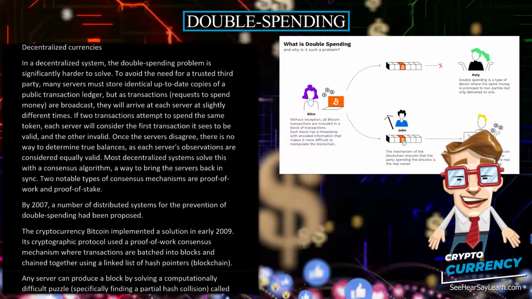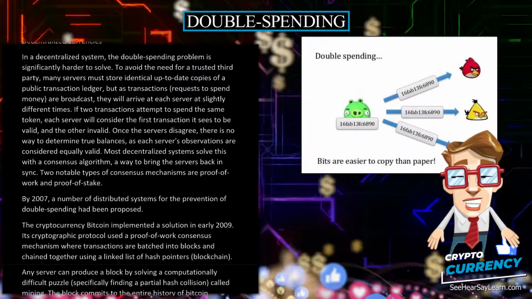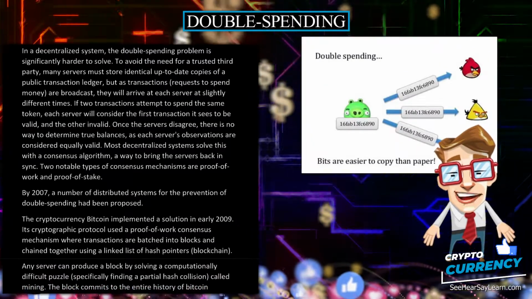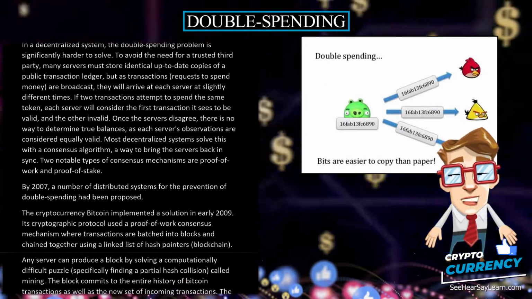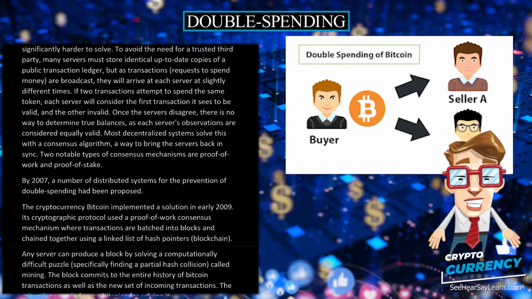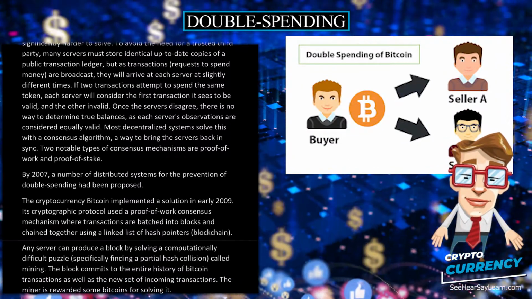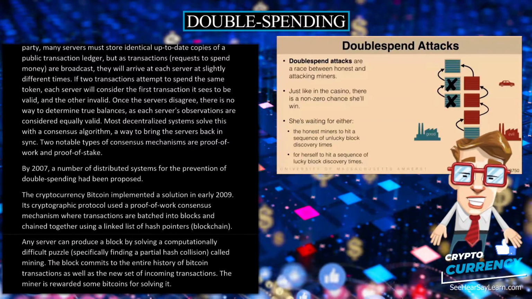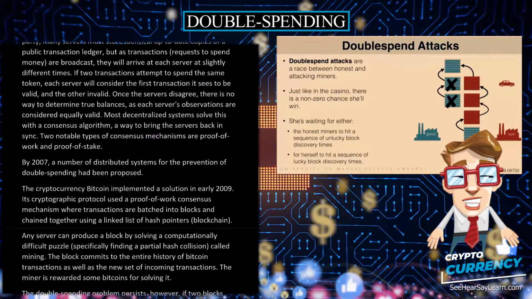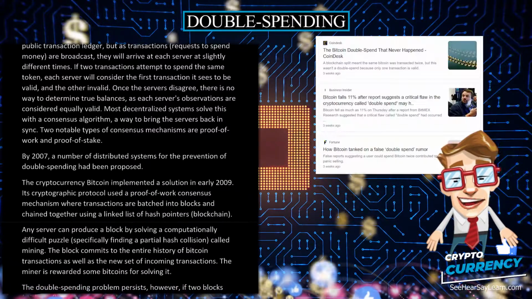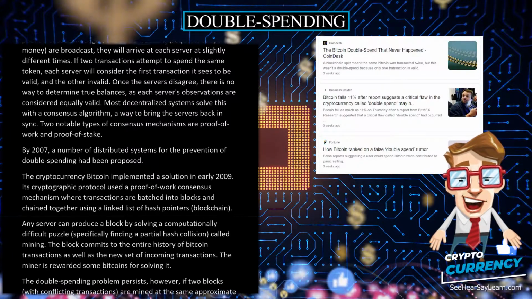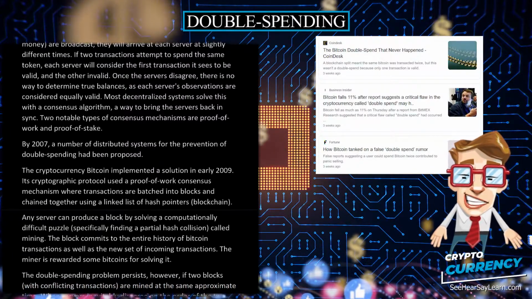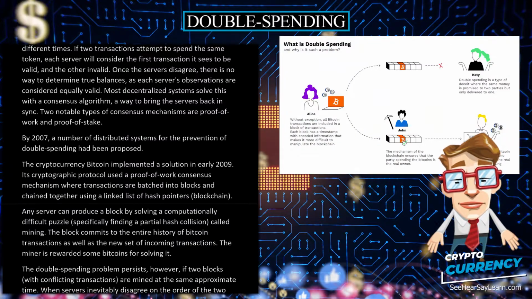Most decentralized systems solve this with a consensus algorithm, a way to bring the servers back in sync. Two notable types of consensus mechanisms are proof of work and proof of stake. By 2007, a number of distributed systems for the prevention of double spending had been proposed. The cryptocurrency Bitcoin implemented a solution in early 2009.